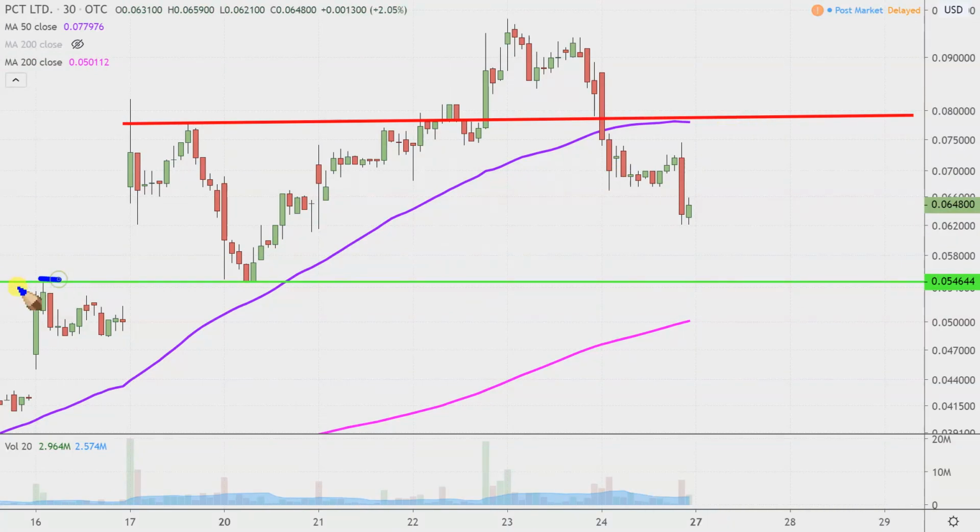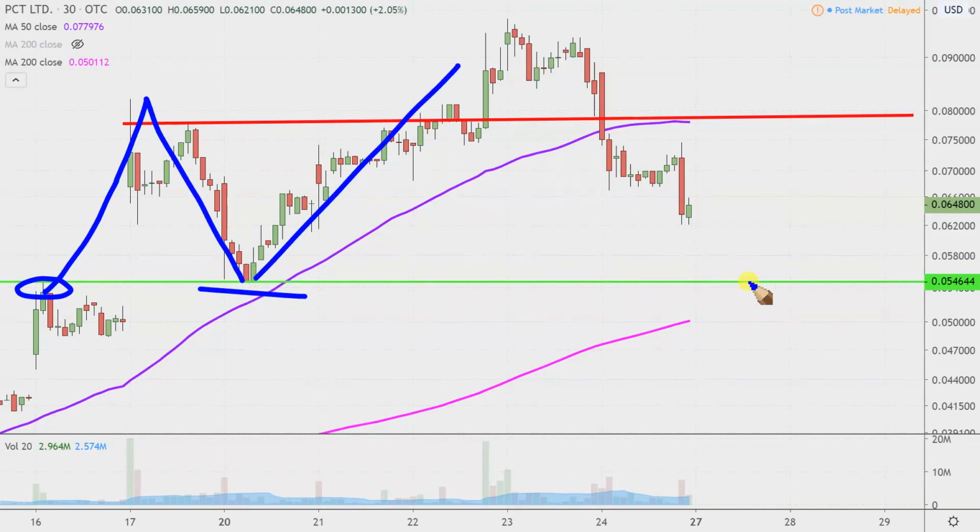This was a former area of support, and a classic example of this: this was a former area of resistance, but the price got the break above it, came back down there, beautiful backtest, and then worked its way back upwards. So I'm not saying the price is even going to head down there, but from an overarching standpoint, 0.055, very important level.